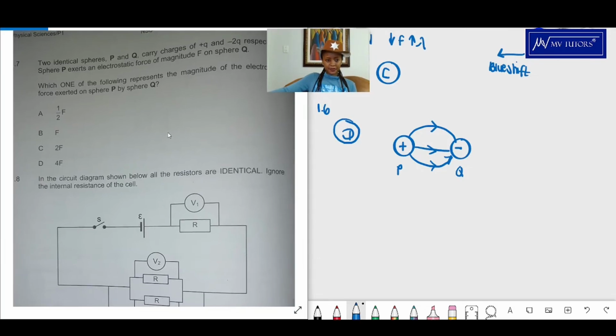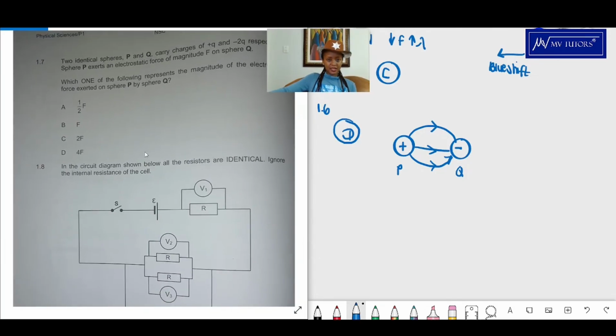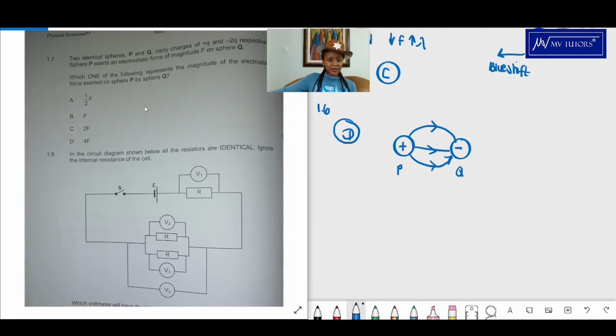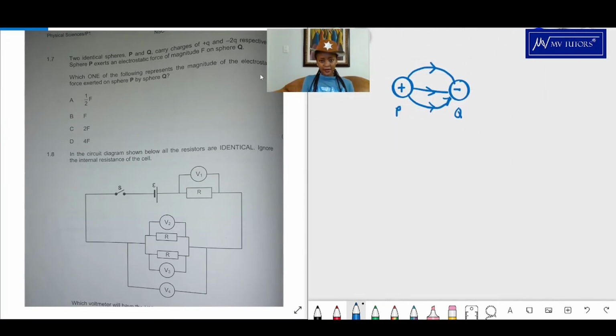Alrighty. Just trying to make sure. Geez, I hope I haven't been hiding the question in my face. Maybe let me get it a little bit smaller. Okay, but it says two identical spheres, just right there.